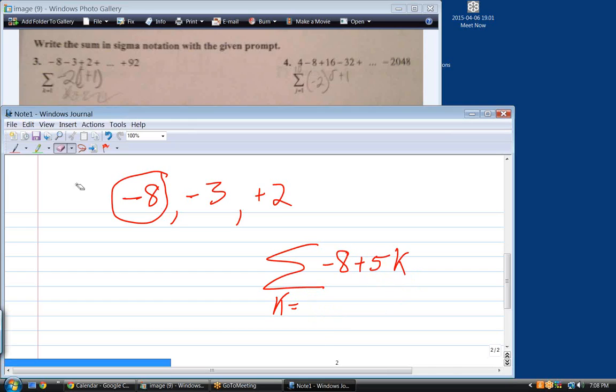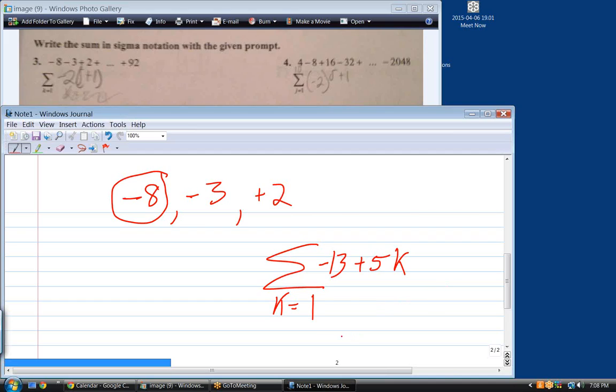So now we have to figure out, when k is 1, how do we get a first term of minus 8? Well, how about we make this minus 13? There you go. That also produces that series. Okay, so when k equals 2, it still works out okay?